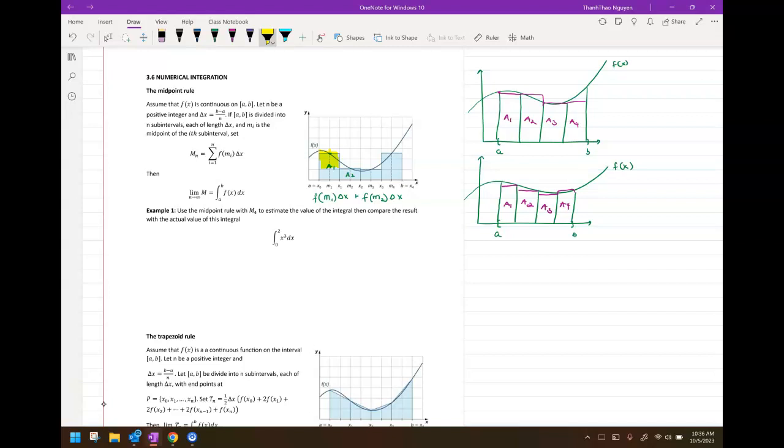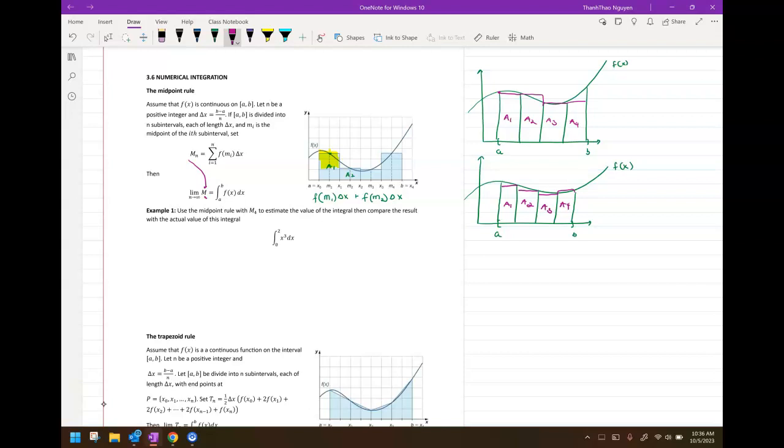Now, again, similar to using the left point or the right point to estimate it, the total area underneath this curve is the limit as we let n go to infinity of the total area M sub n here, and that is the same as the integral from a to b of f of x dx. Now let's take a look at the first example.